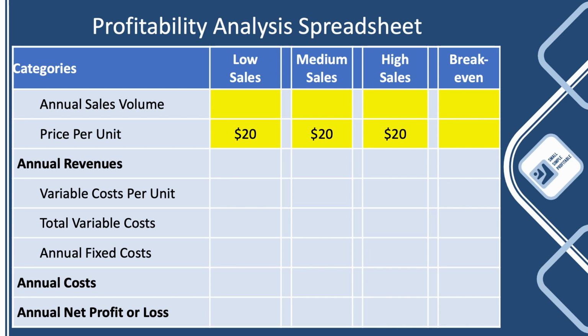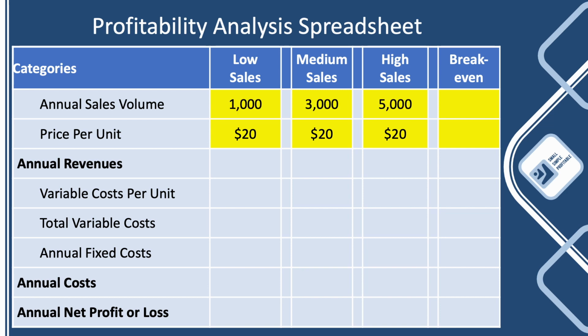Once I've decided that my price per unit is $20, I can enter that into the second row of the spreadsheet. I'm going to keep it simple and say that the price per unit will be $20 an hour for all three columns, regardless of the sales volume. But it's certainly possible to have the price per unit go down as the sales go up.